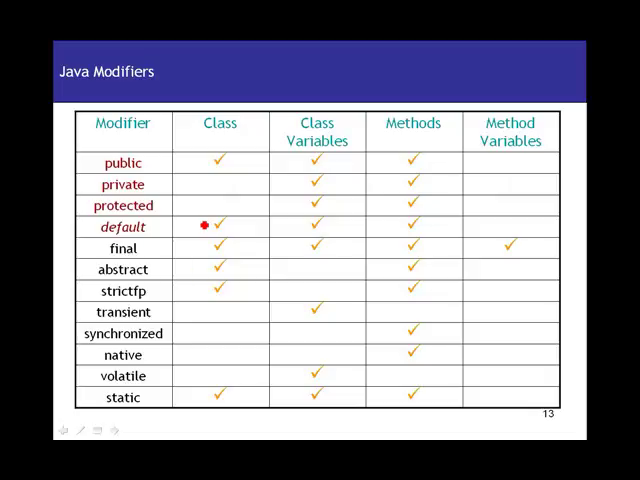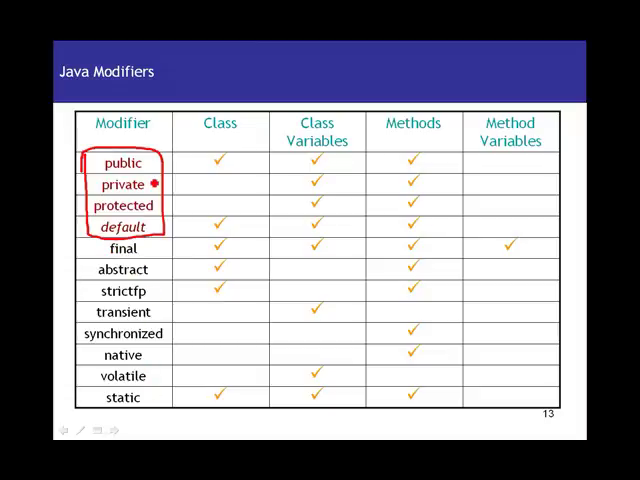As the name suggests, a modifier modifies the behavior of a particular item. When you apply any of these modifiers at any of these levels, it changes the behavior of that particular item. You can categorize these modifiers into two categories. One is the access modifiers, which are all highlighted in red here, and the other category is the non-access modifiers, which are in black right here.